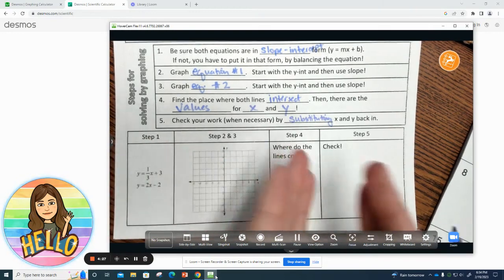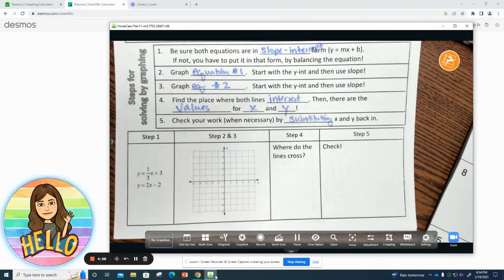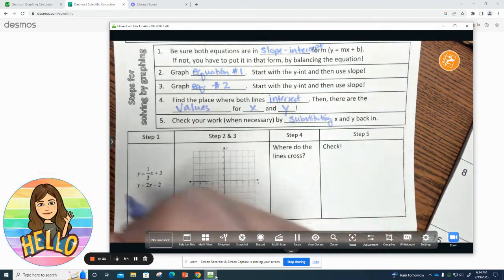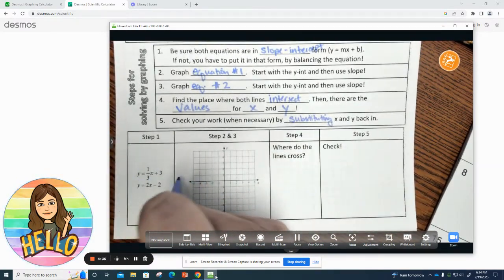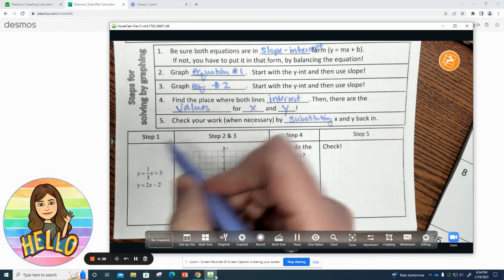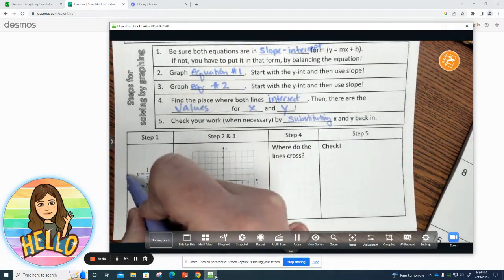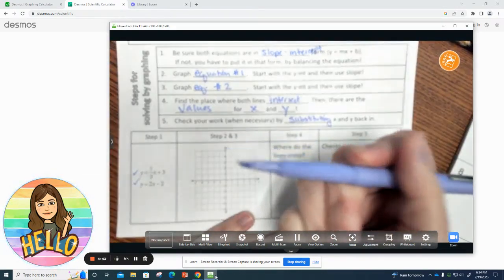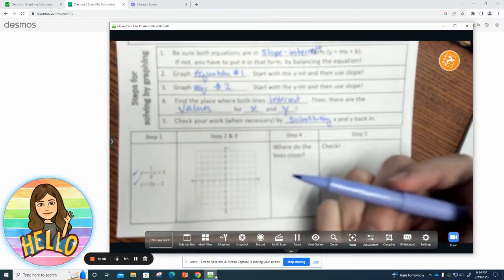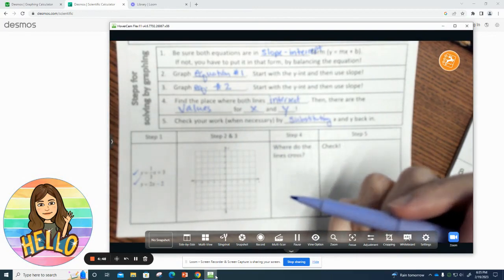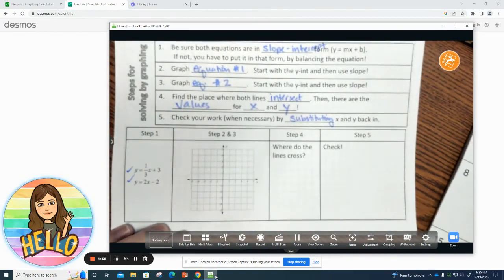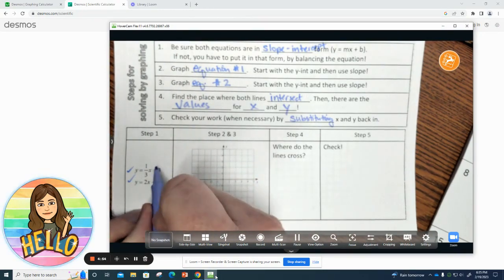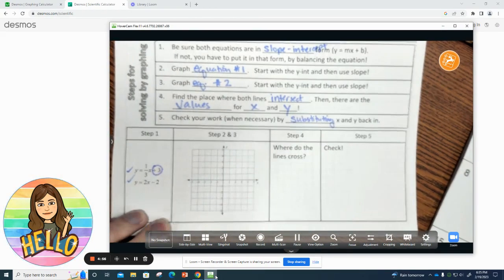It's breaking it down into those steps, and we're going to do that real quick. Step 1 is, of course, to be sure that both of these are in slope-intercept form, y equals mx plus b, y equals mx plus b, because that's the easiest way for us to graph it, and they are, so we're ready to move on to step 2. Step 2 is to actually graph these. So I'm going to start with equation number 1, and I'm going to begin at the end. That's what I always tell you guys, begin at the end with our y-intercept.